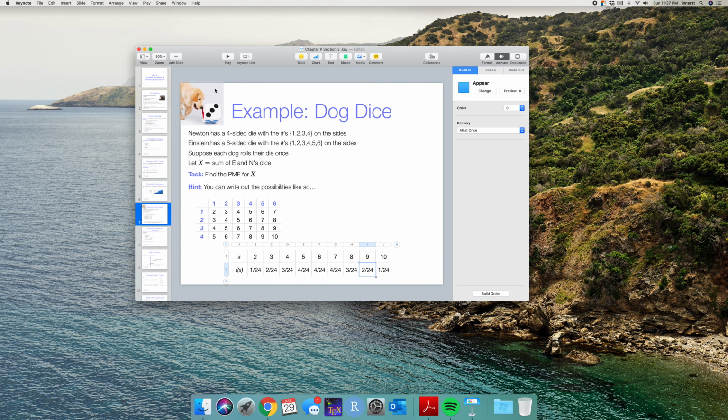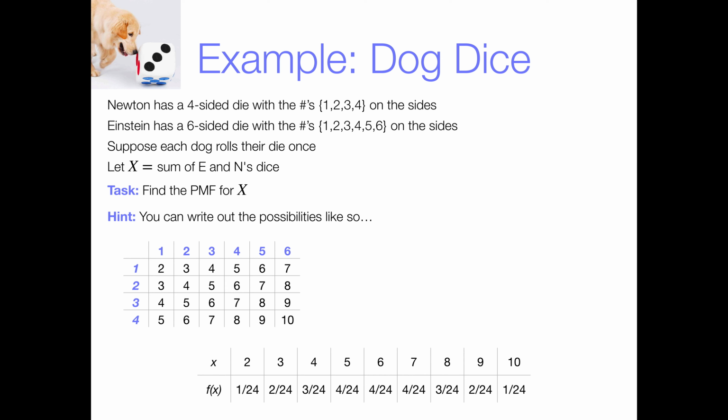Sorry about that. So our denominator is 24, and it is 24 for this example.